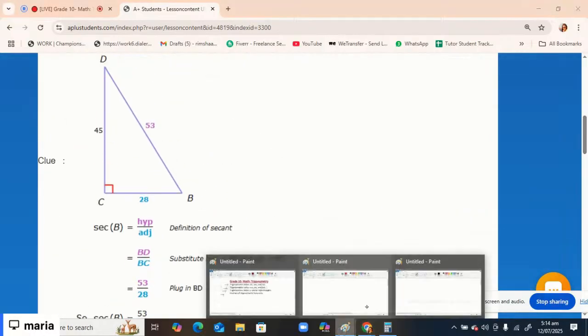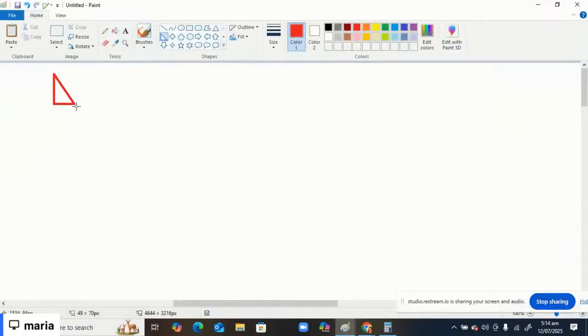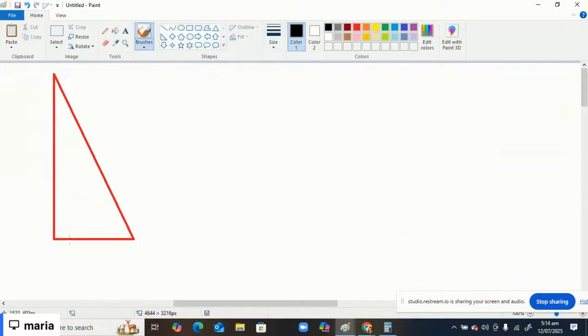For example, here I'm going to draw a triangle that is B, C, and D, and that is 90 degree, which is 45, 30, 53, and 28. All right. Now we are going to find out secant of B. So how can we find it out? Secant B.